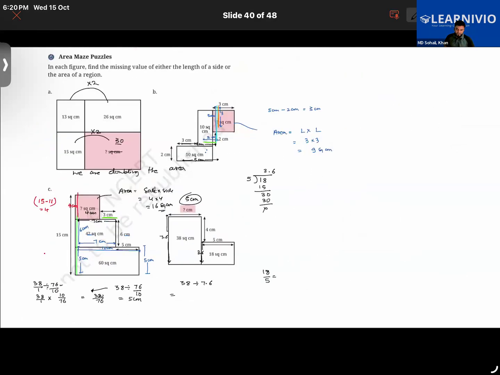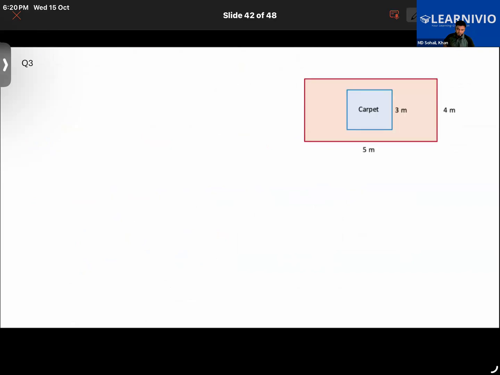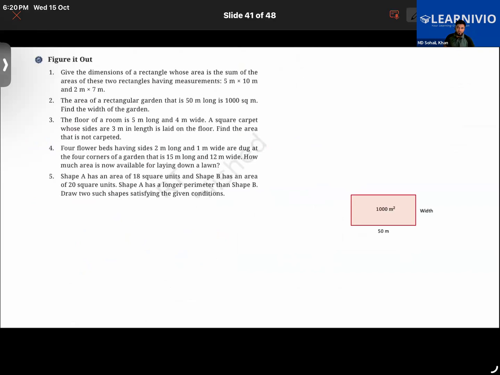Hope you understood that. Now we are going to do some questions from the NCERT also.